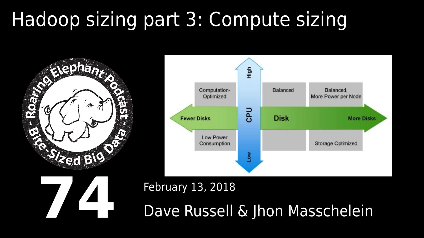Would you take one big edge node and have multiple things running on there, or have every edge node only doing one specific task?